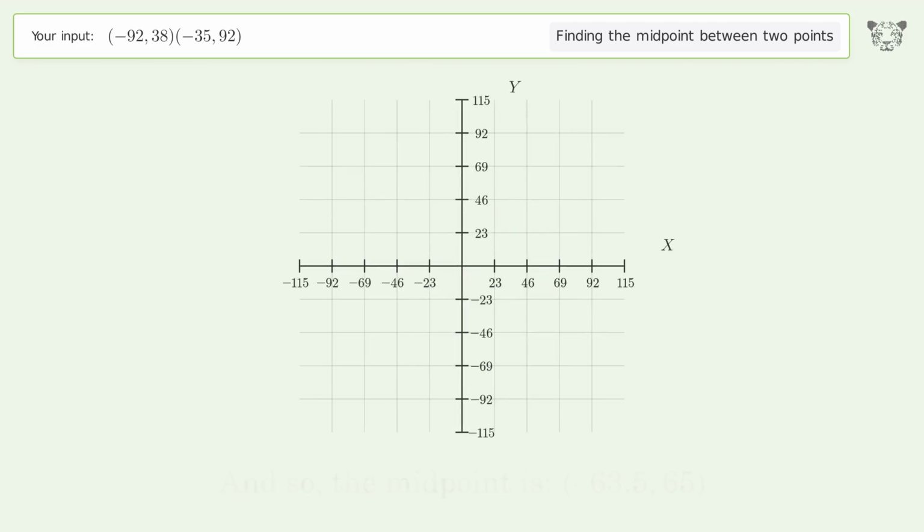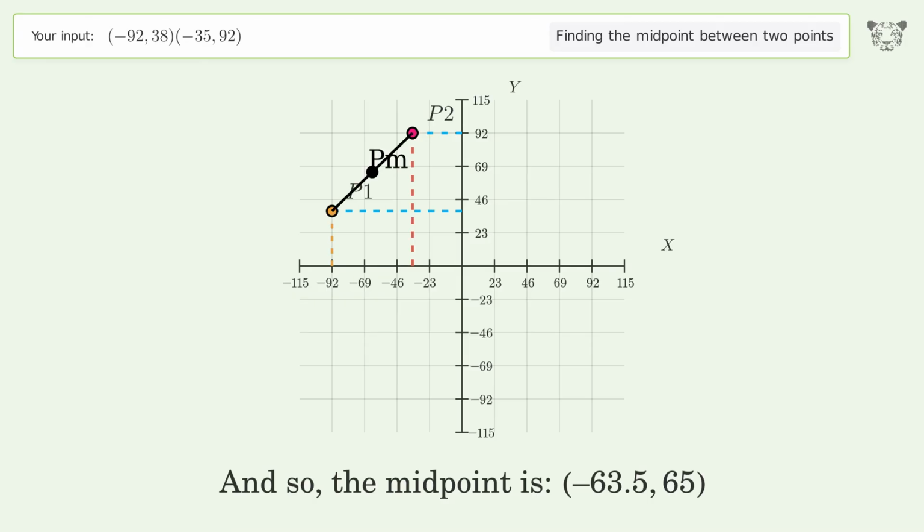And so, the midpoint is negative 63.5, 65.